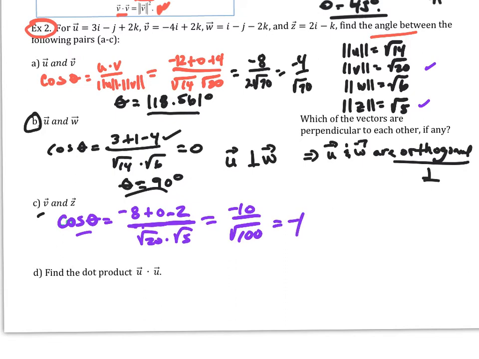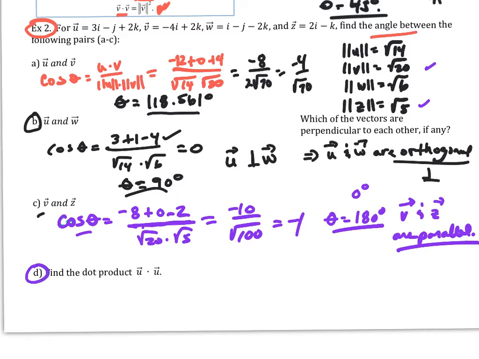When is the cosine of theta equal to negative 1? Theta is equal to, in this case, 180 degrees. If we have 180 degrees or we have 0 degrees, that means that these two vectors, V and Z, are going to be parallel. So we are parallel.